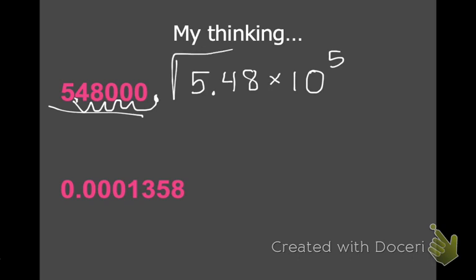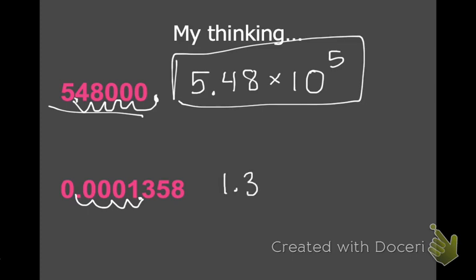Okay, so this is my number in scientific notation. Same thing here. My decimal is going to need to be between the 1 and the 3 because I want it to be between 1 and 10. So I need to move my decimal 1, 2, 3, 4. So my new number will be 1.358 times 10, and because this is a really small number and a decimal, I'm going to write to the negative 4 because I moved my decimal over 4.